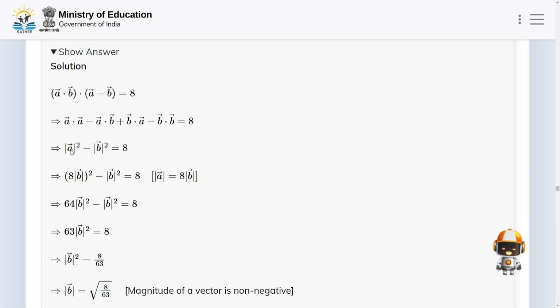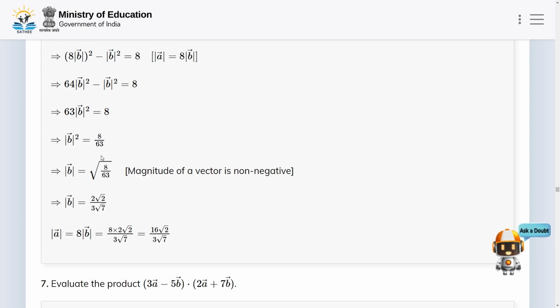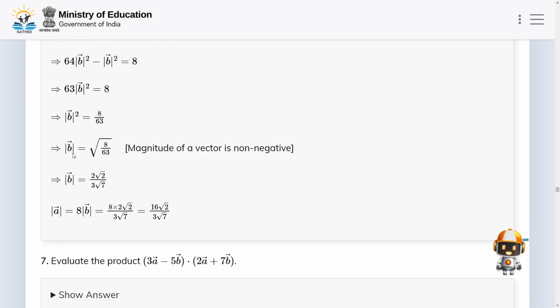You know the magnitude of A can be rewritten as 8 times the magnitude of B. This means 64 times the magnitude of B whole square minus the magnitude of B whole square. This will be 63 times the magnitude of B square. Rearrange your terms. You will get your magnitude as root of 8 by 60. As you can see, magnitude must always be positive.